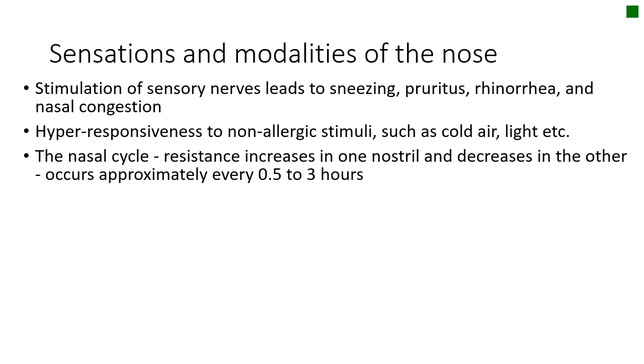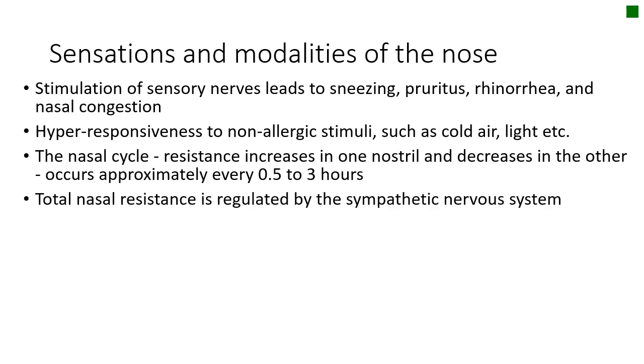This was very well known to the yogis, and yoga understands that very well, but increasingly it is also being included in the understanding of the anatomy and physiology of the nose. The fact of the matter is that one nostril decreases its airflow rate and the other nostril has a higher rate of airflow, and this alternation takes place every half an hour to 3 hours. It depends on the individual. And this particular resistance, or the nasal cycle, is actually regulated by the sympathetic nervous system.